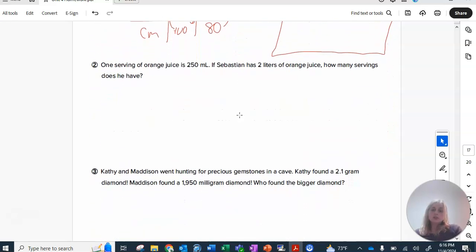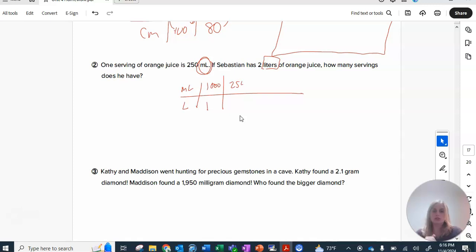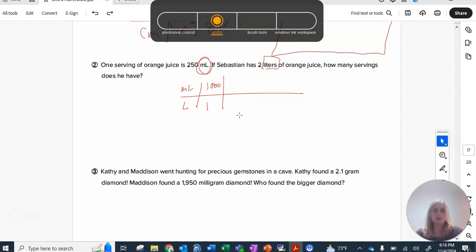Number 2, a serving of orange juice is 250 milliliters. That's 1 unit. Sebastian has 2 liters. That's the other unit. So we're doing milliliters to liters. Look up your ratio from your reference chart. 1 liter is 1,000 milliliters. Okay, you have 250 milliliters. Oh, no, wait, you don't. Wait a minute. I just said you have, because that's the thing I'd want to change. But this says 1 serving of juice is 250 milliliters. And it's just nothing about Sebastian having that juice. Okay, so this is actually not going to help us right now.